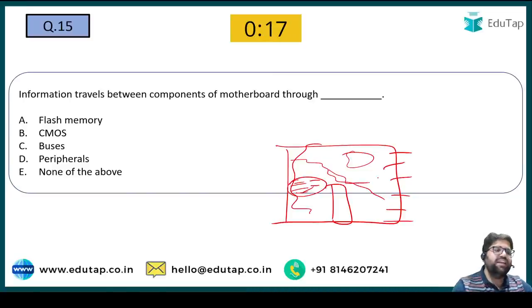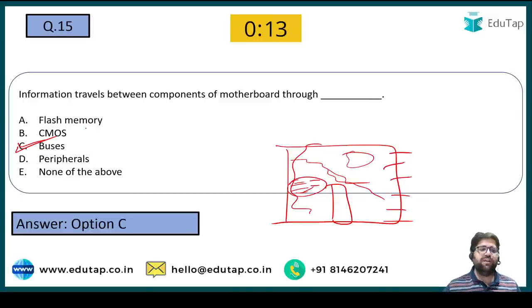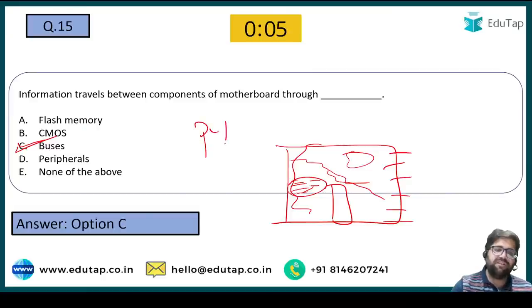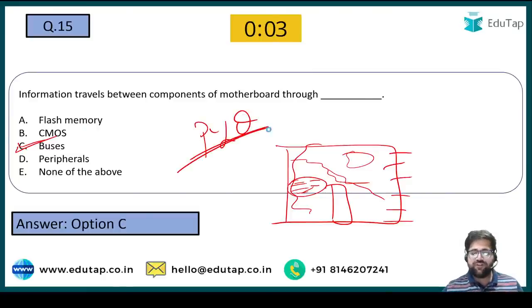Yes, the correct answer here will be buses. Very good, very good. I was not expecting you to answer this correctly because many people at that particular moment will say it's CMOS because it's more of a technical term. Here the correct answer is buses. Again, this has been taken from your PYQ only of NABARD itself.